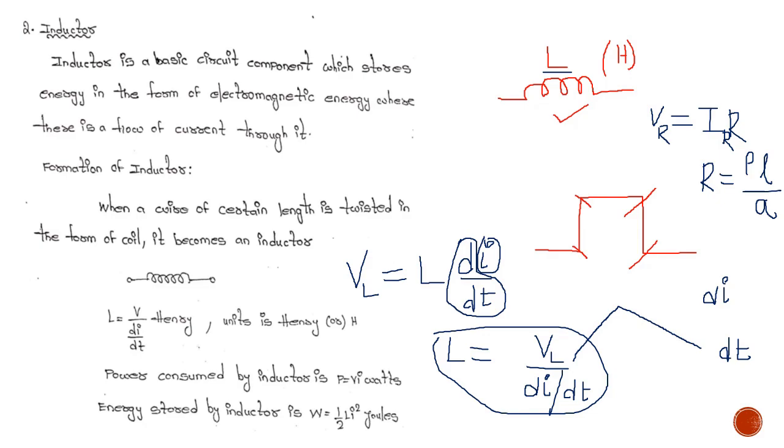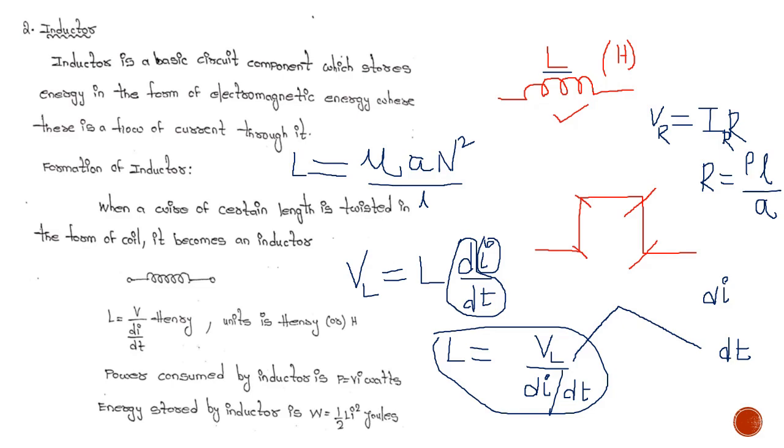In the same way, for the inductor also, based on the physical parameters, we can write L is equal to mu A n square by L, where mu is the permeability, A is the area of cross section, and N is the number of turns. See here, this looks like a coil, right? So N means number of turns in the coil, and L is the length of the coil or length of the wire.